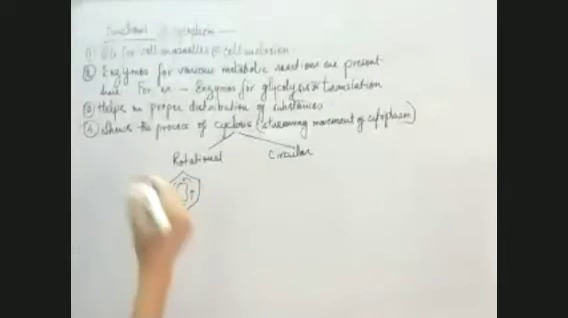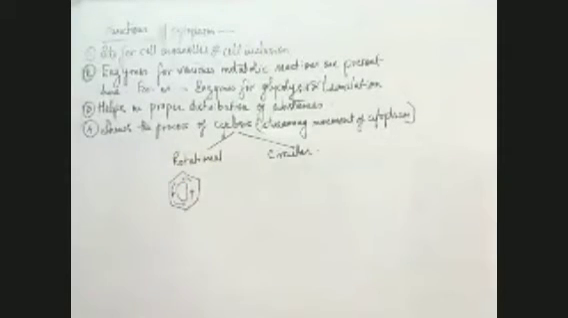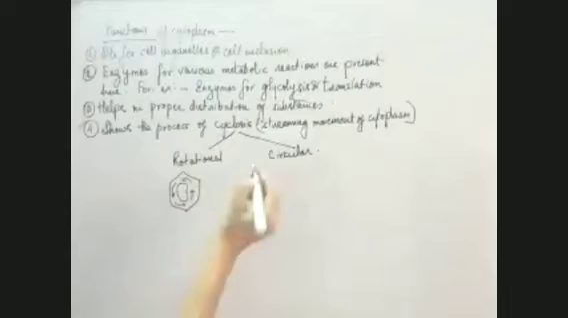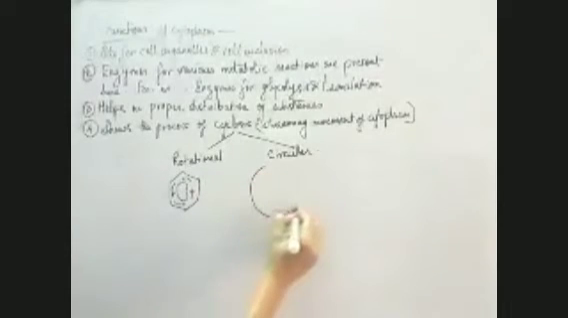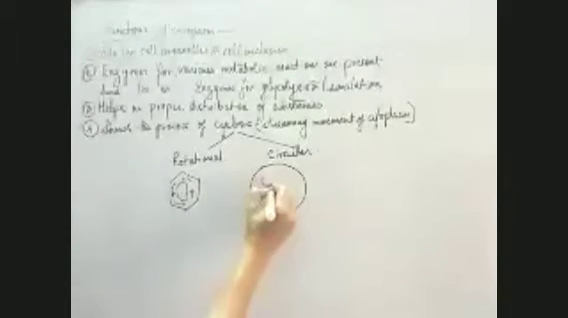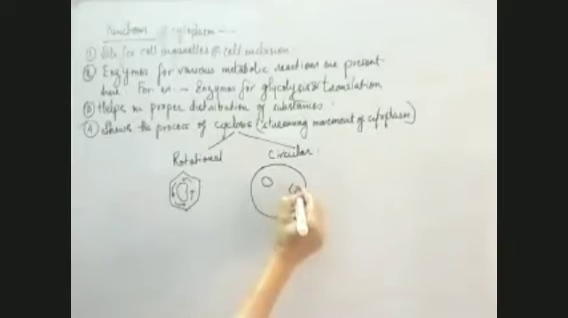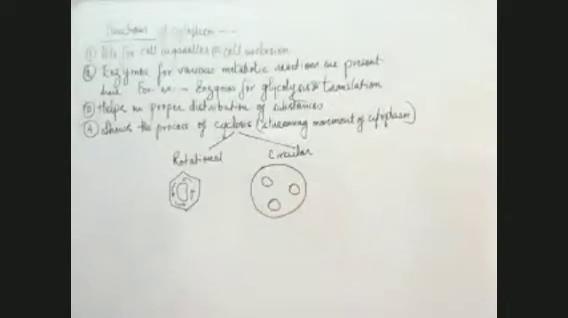In one direction, it keeps on moving. And this movement is known as rotational cyclosis. And in animal cells, what happens? Animal cells have many vacuoles. One vacuole, another vacuole, another vacuole. So there are many small sized vacuoles in animal cell.